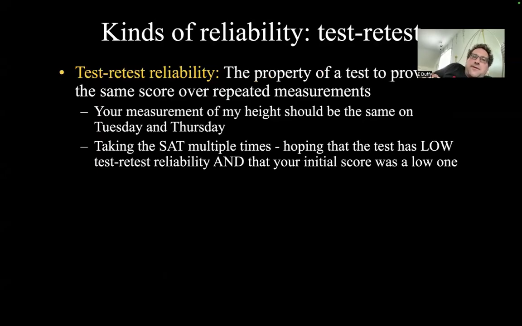Test-retest reliability is really just another name for predictive validity when we're talking about criterion validity. It's the property of a test to provide the same score over repeated measurements. But this is when you use the same test, not like in the other example where I used the SAT and the GPA. The SAT taken at one time, if you take it a couple months later, should provide the same result.